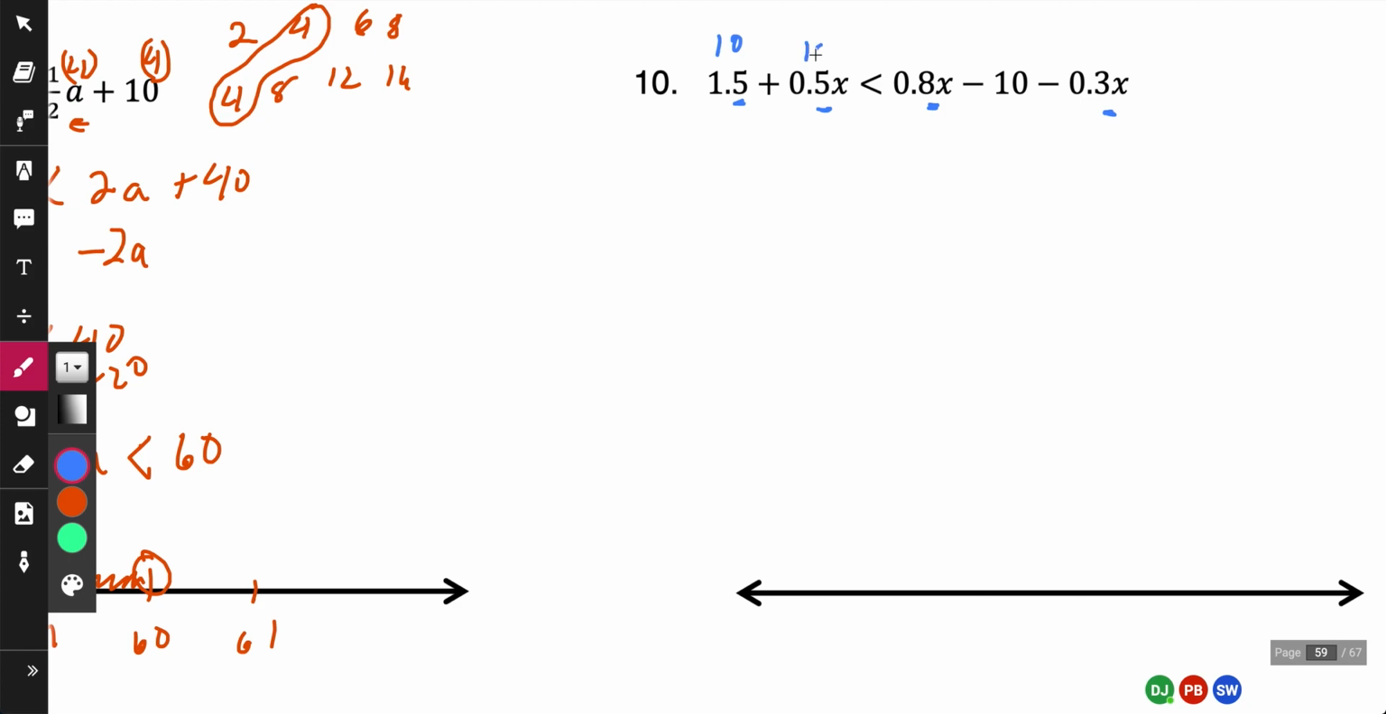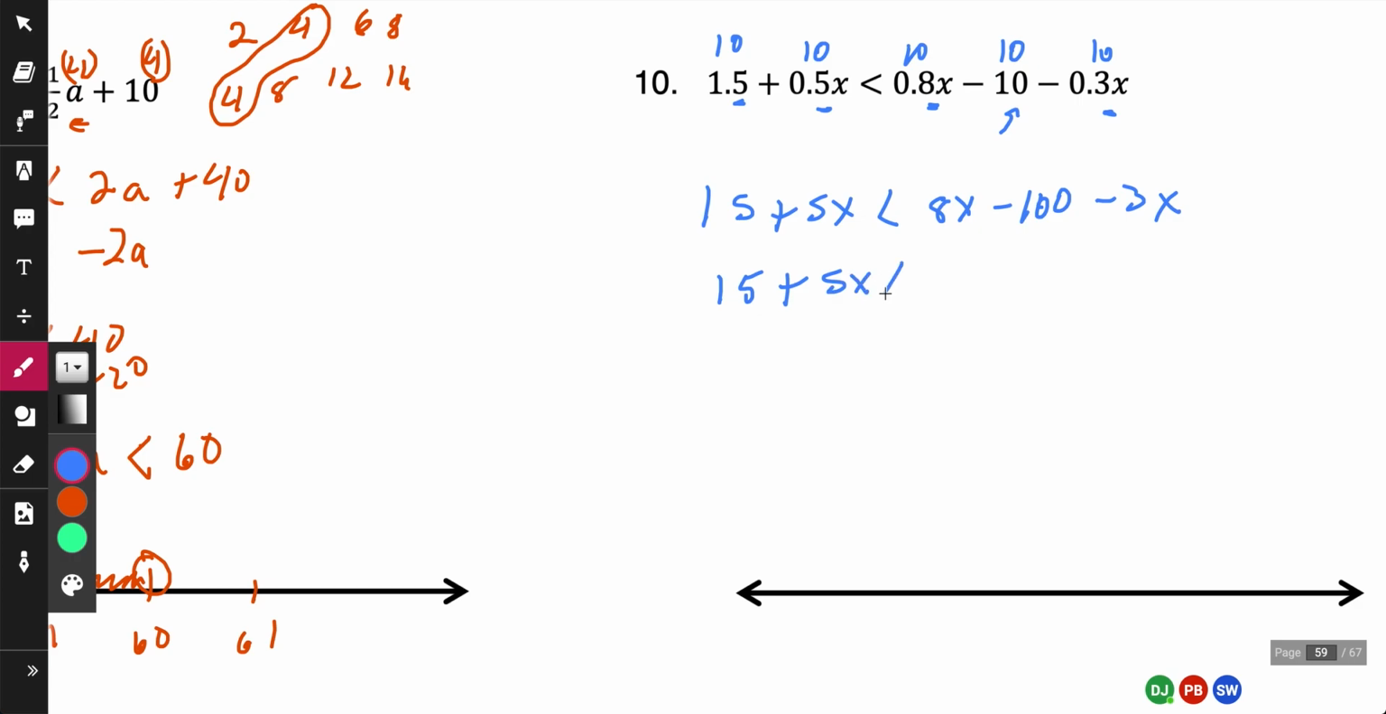So the 1.5 is 15, the 0.5x is 5x, the 0.8x is 8x, and this is where students get confused. You also must multiply the 10 by 10 as well, and the 0.3x by 10. This would give me 15 plus 5x is less than 8x minus 100 minus 3x. And then I will have 15 plus 5x is less than 8x minus 3x is 5x minus 100. Okay, from here, guys, I'm going to minus 5x. This will give me 15 is less than negative 100.